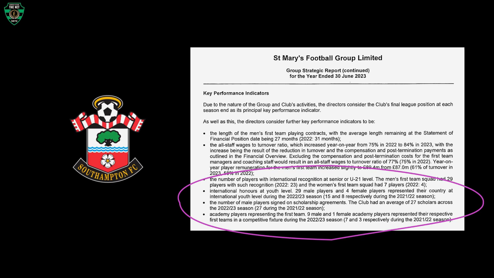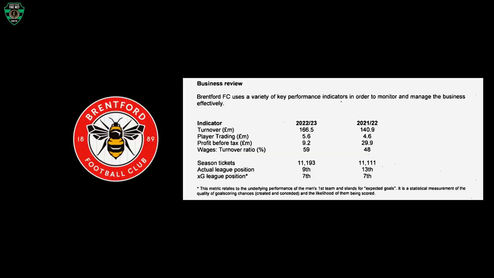Here's another unique one. The Saints are keeping tabs on the average length of the first team's remaining contracts to gauge squad stability. But when it comes to wildcards, Brentford may take the cake. They're not just looking at league position, they're also tracking their xG league position as a key performance indicator. You can sit there and look and play with all your silly machines as much as you like.